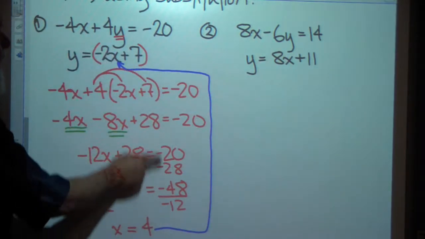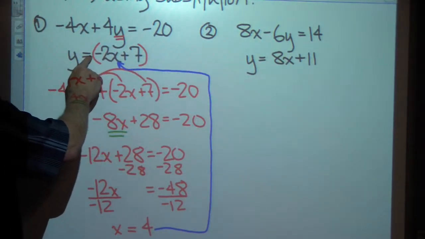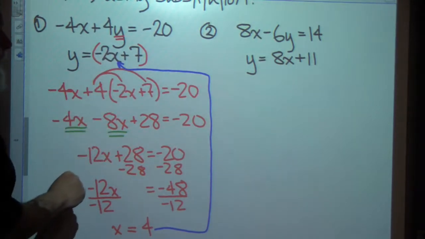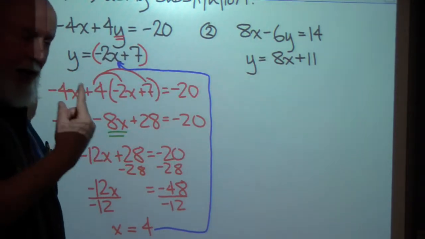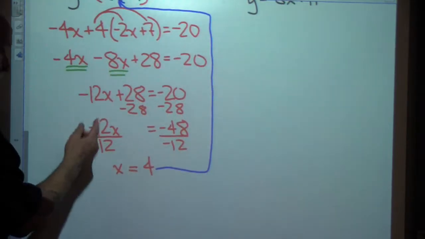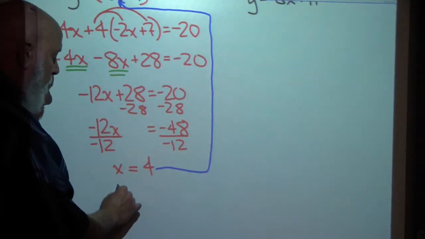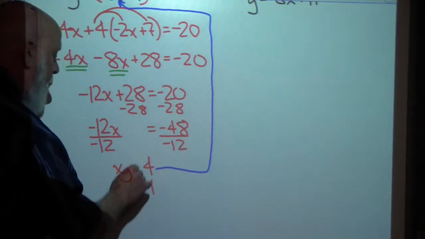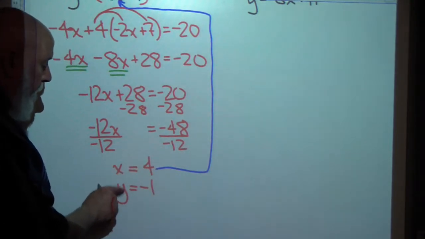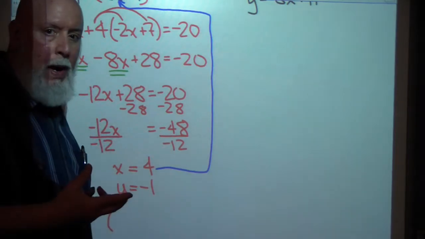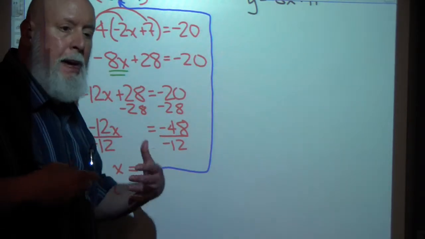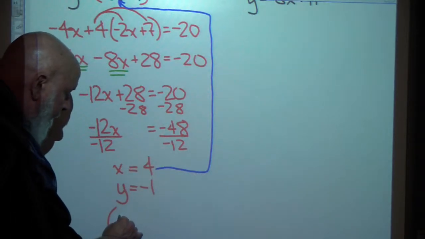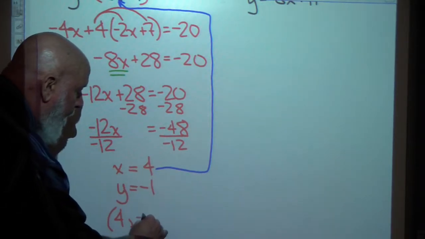If I plug in a 4 right here, this will be y is equal to negative 2 times 4, which is negative 8, plus 7. Negative 8 plus 7 is negative 1. So if I haven't made any mistakes, if x is 4, y has to equal negative 1. And my ordered pair will be, we write them in alphabetical order. The variables don't have to be x and y, but if they were m and n, we would put them in alphabetical order. It's just standard. 4, negative 1.